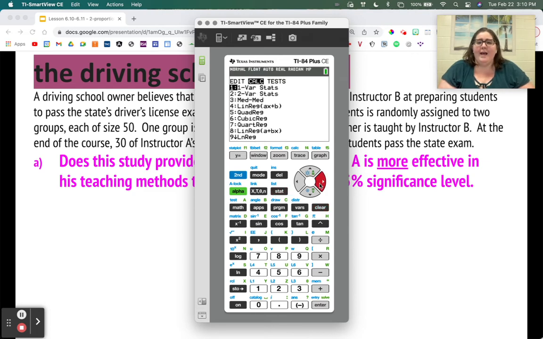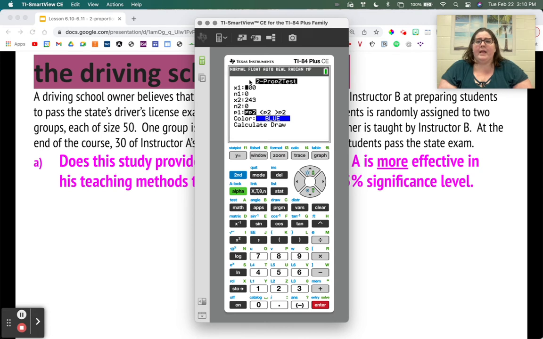So I'm going to go to stat and tests, and then we are doing a 2 proportion z test. So 2 prop z test, number 6, is where I'm going to go. Again, I have these options of x1, n1, x2, n2. Notice that they didn't ask us for a null hypothesis like it did for a 1 prop z test, and that is because it assumes that your null hypothesis is that they're equal for this test on the calculator.